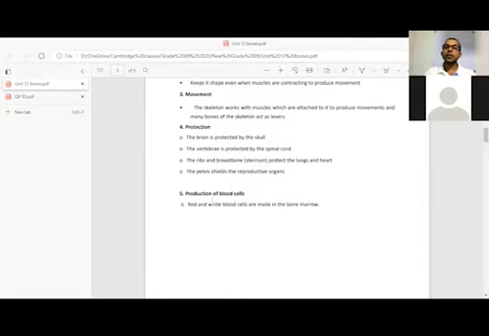Movement means the skeleton works with muscles. The bones are attached to the muscles to produce movements. That is important, because we send a signal from the brain to function the muscle, to contract the muscle. As the muscle is joined with the skeletal system, when the muscle is functioning, the bone is functioning, right?